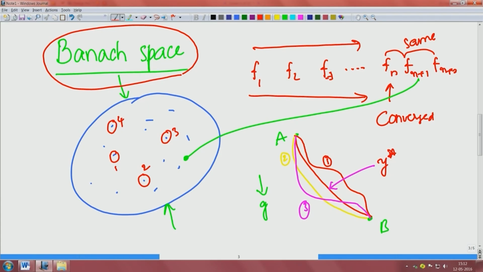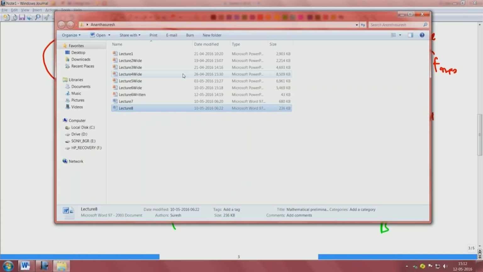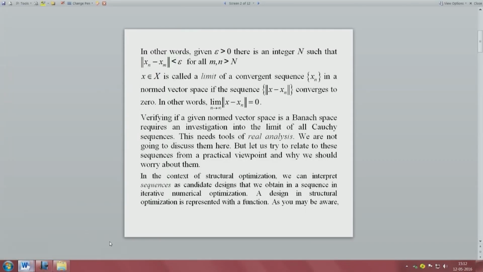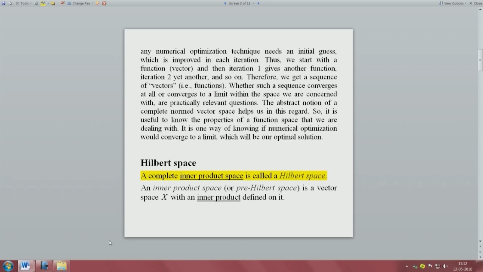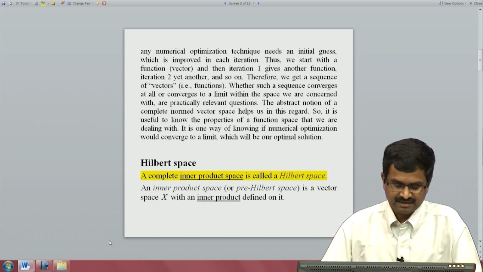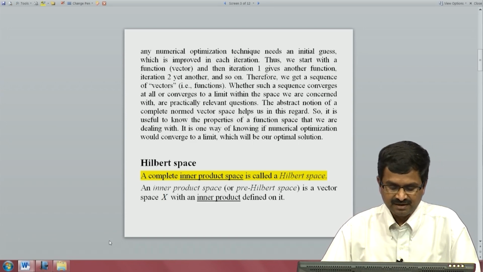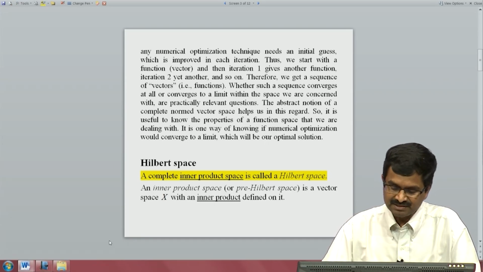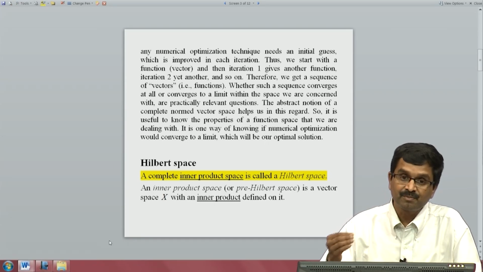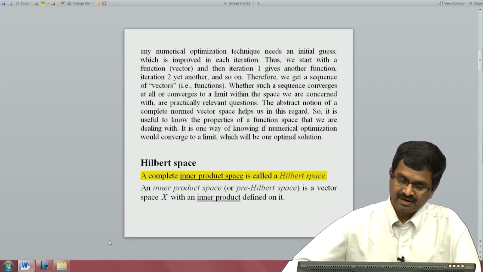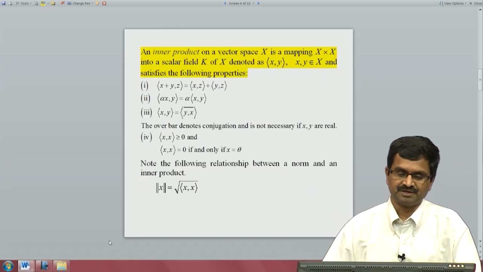So, we need to have the answer in the room that we are searching, that is what it actually means. There is another space called Hilbert space. A complete inner product space is called a Hilbert space. What is a Hilbert space? It should be a complete inner product space. What is an inner product? We can define it as shown here.